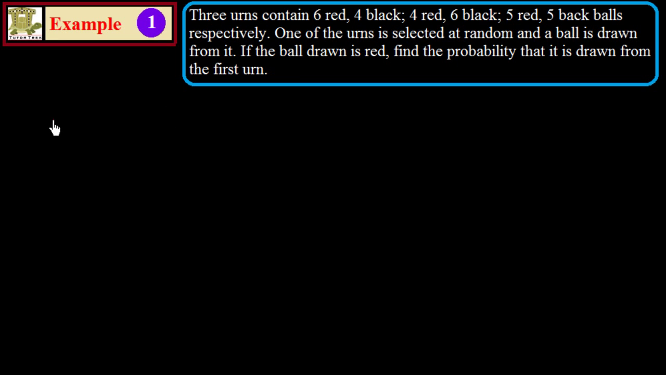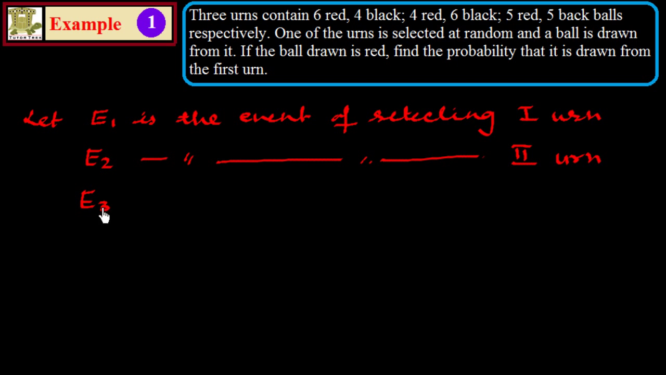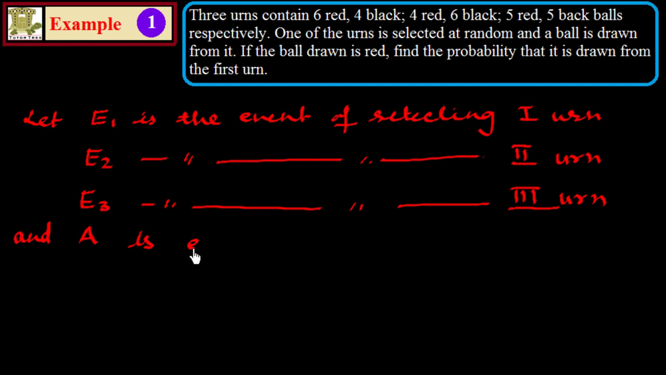So we say E1 is the event of selecting the first urn, E2 is the event of selecting the second urn, and E3 is the event of selecting the third urn, and A is the event of getting a red ball.